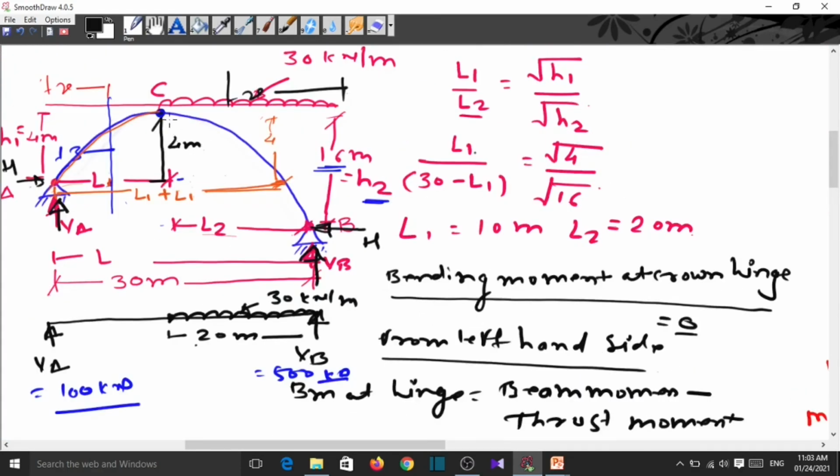Now from the right side here this support is what? It is 16 meter below the support. So this is the L2. So the total span is like this. This L2 plus L2 is the total span for this support. The span is the distance between two supports at the same level. So at the same level, if we drop 16 meter, this span is called the span of that arch. So L2 plus L2.